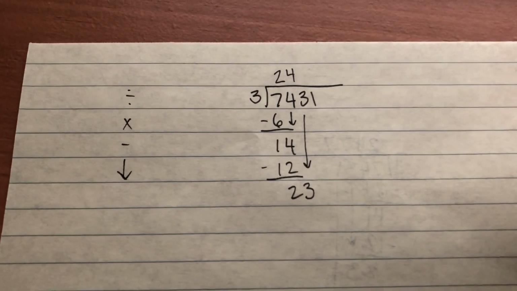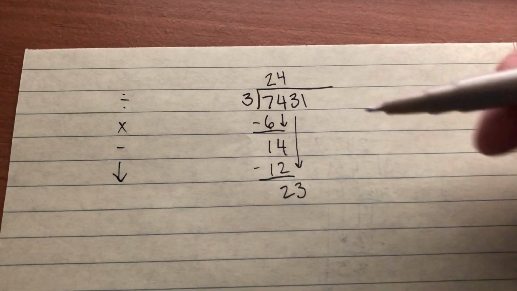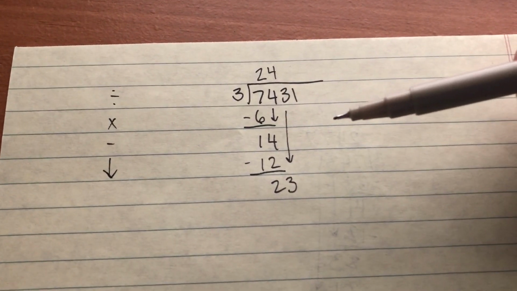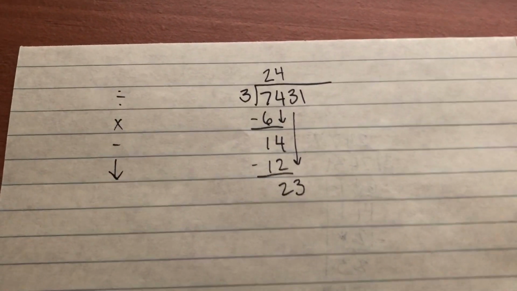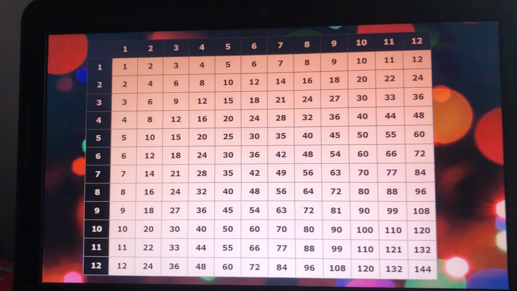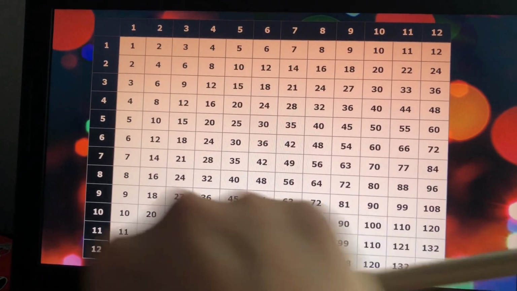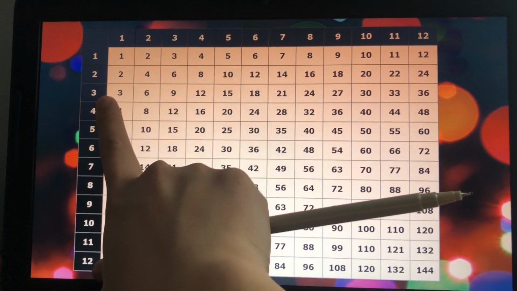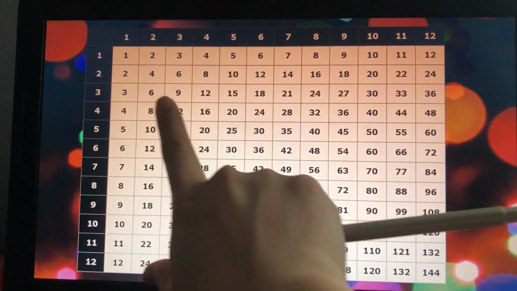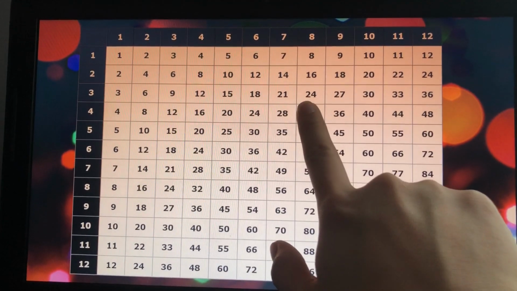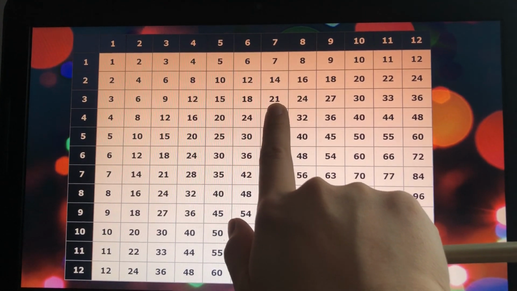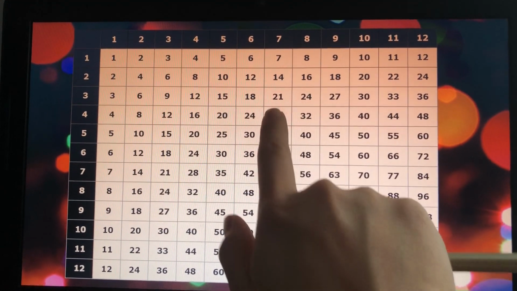23. How many times can 3 go into 23? Or what is 23 divided by 3? That number is a little bit big, so I'm going to show you what it looks like on the multiplication table. I'm looking at my 3 row. I want to get as close to 23 as possible without going over. So 24 is pretty close to 23, but I went over. So I know that 3 can go into 23 7 times.